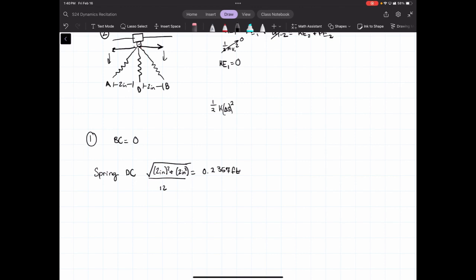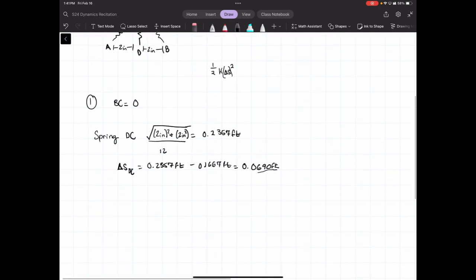But what we're concerned about is the amount that spring is stretched. We're concerned about the displacement of the spring. So to find the distance that's been stretched, we subtract the unstretched length from this value we just found. And 2 inches in feet is 0.1667 feet. And then that's going to be 0.0690 feet.